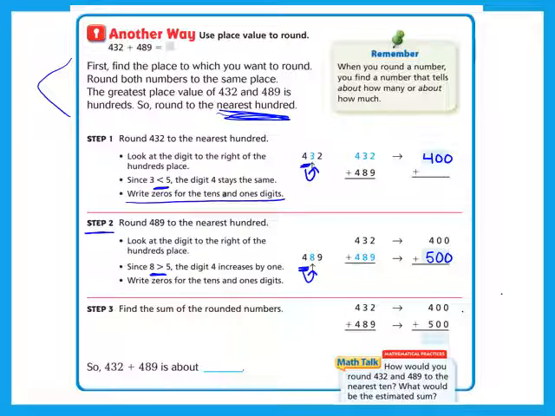Now I'm ready to find the sum of my rounded numbers. I have 400 plus 500. 0 plus 0 equals 0. 0 plus 0 is 0. And 4 plus 5 is 9. So 432 plus 489 is about 900. Now I know that is a reasonable estimate because when I used the other strategy of compatible numbers in the first part of the video, I also got 900. So here are two strategies you can use to estimate sums. You have compatible numbers and using place value.